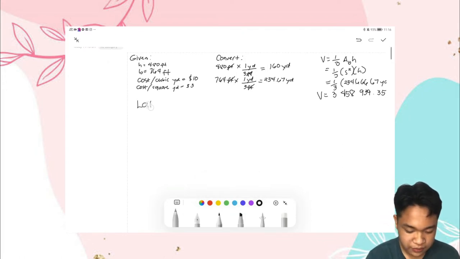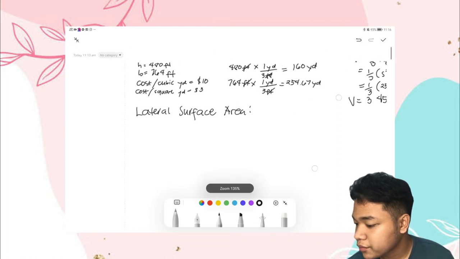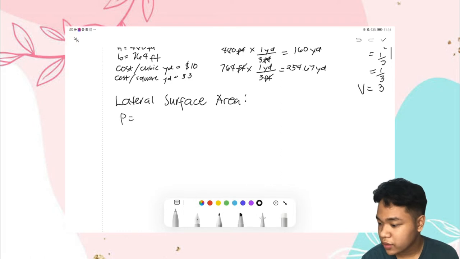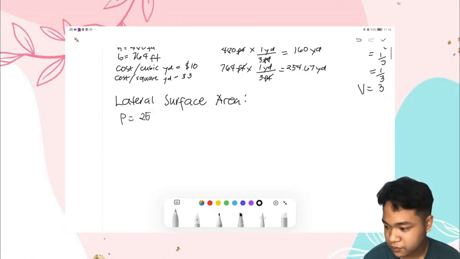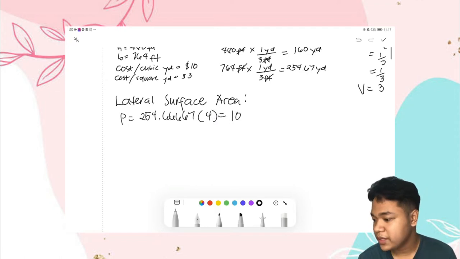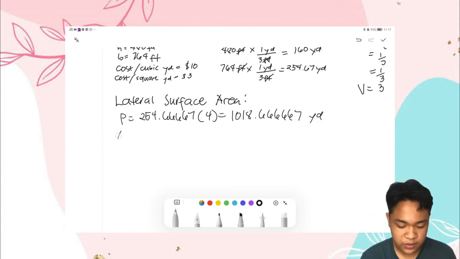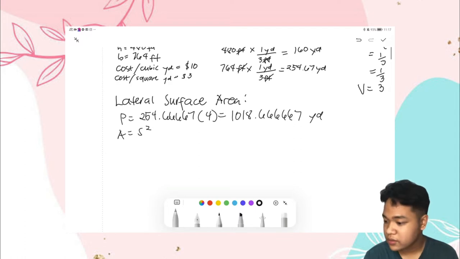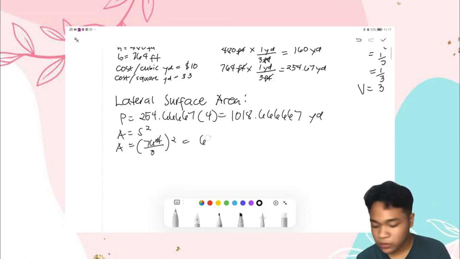Next, we are going to solve for our lateral surface area, since we already have our volume. For the perimeter, we are going to multiply the base by 4. So the answer will be 1,018.666667 yards. Now let us find the area of the base, S squared. So area is equal to 764 divided by 3, squared. The answer will be 64,855.11 square yards.